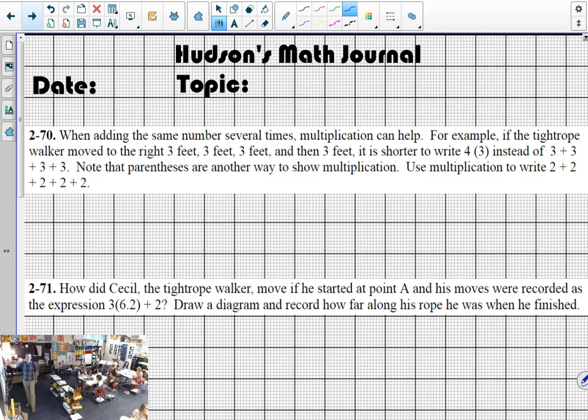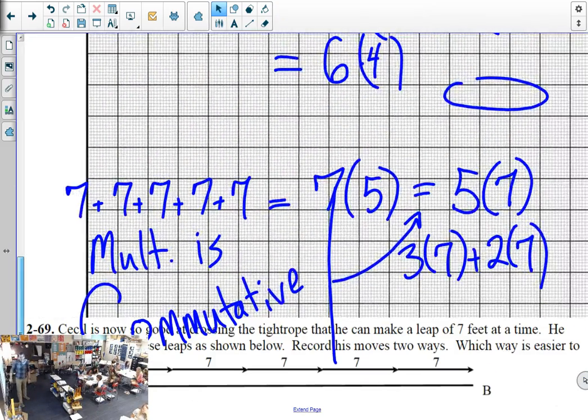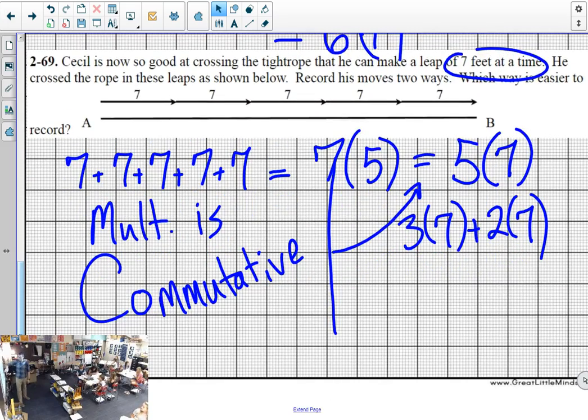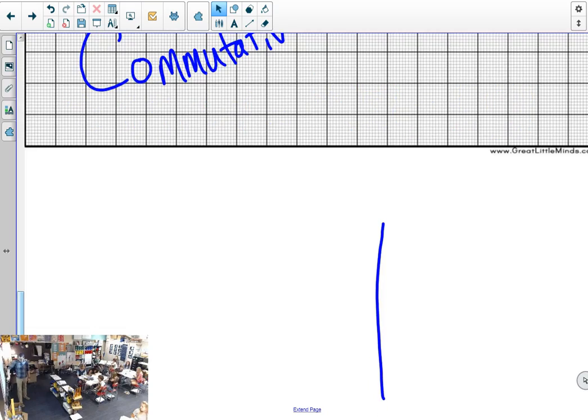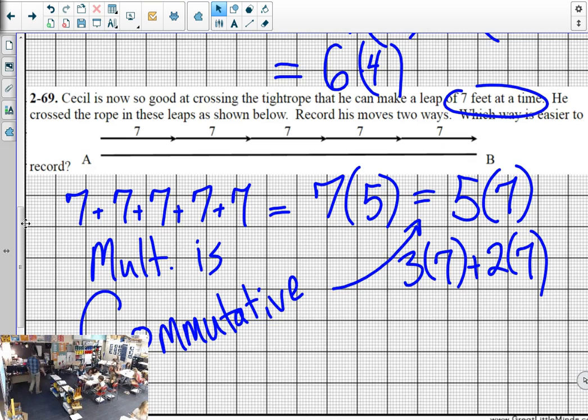Sorry, if you were still spelling commutative, I know some pencils were still going. That literally just bounced around the screen until it stopped moving. There. Multiplication is commutative. Commutative.